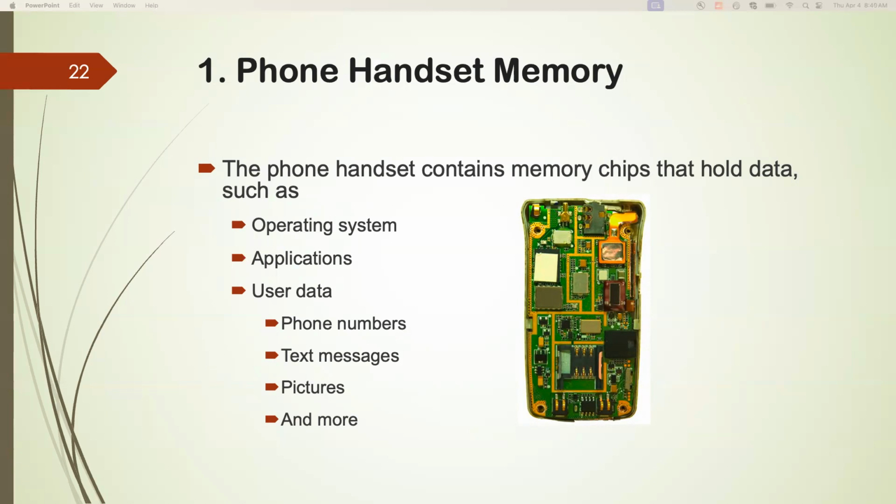We can also have user data: phone numbers, text messages, pictures, audio files, video files, any other messages that the user might have sent, emails, everything will be there on the phone memory. So when it comes to doing investigation, phone memory is one of the most data rich, or evidence rich, artifacts that you can explore.